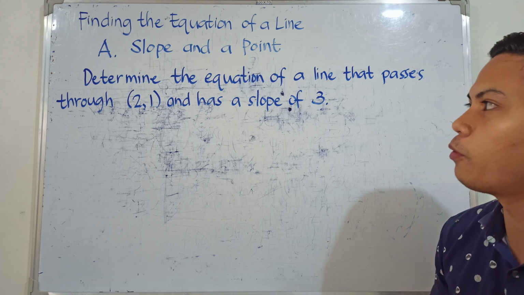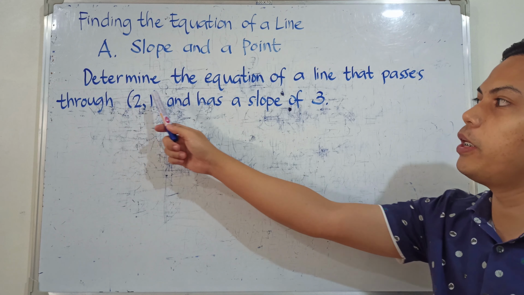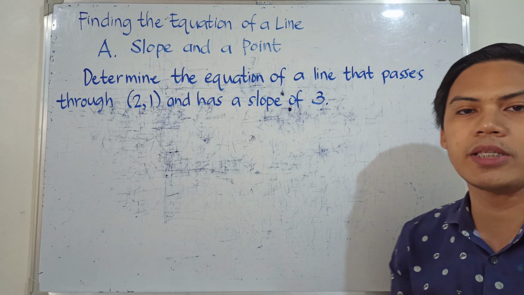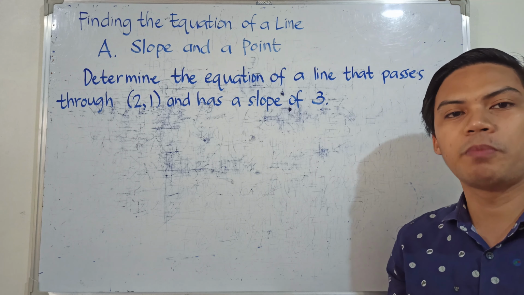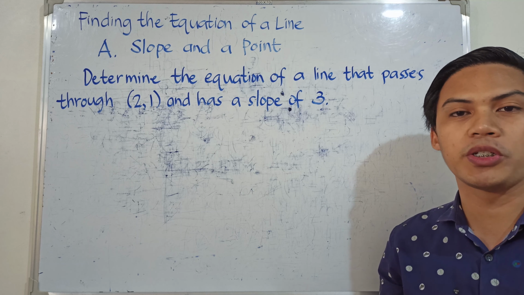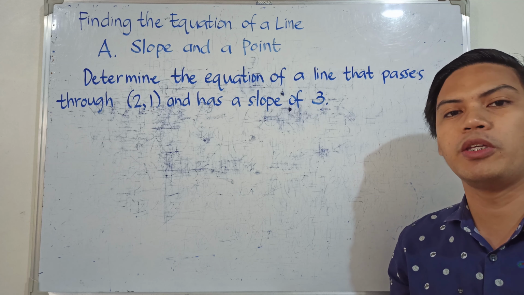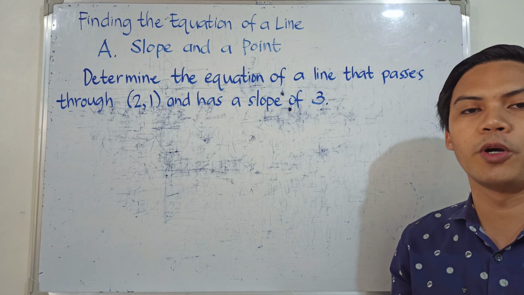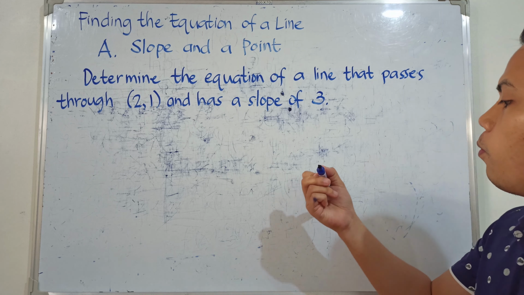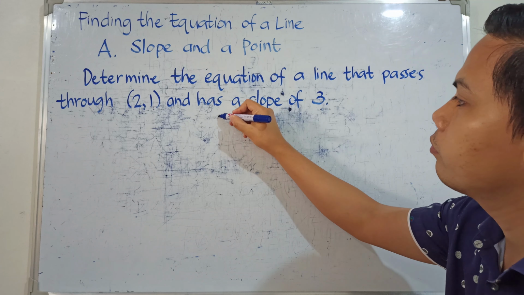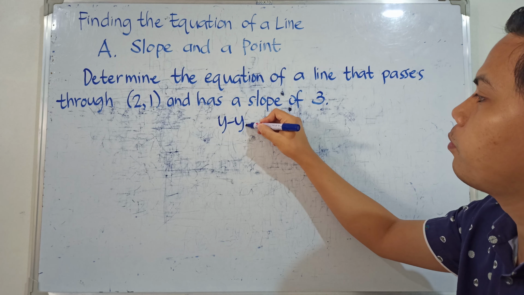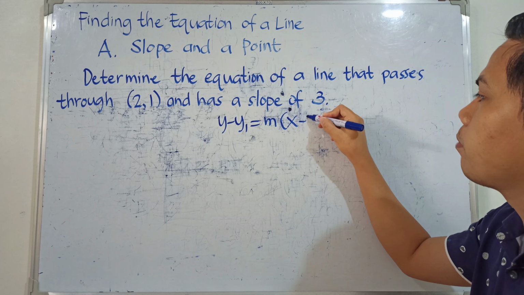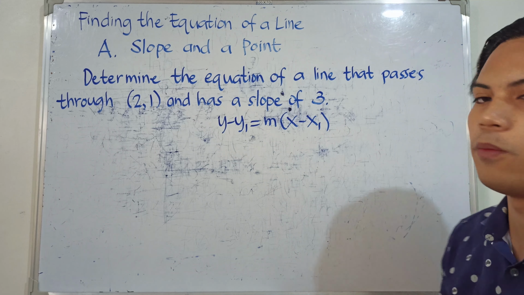Okay, let's have our first example. Determine the equation of a line that passes through (2, 1) and has a slope of 3. So, para mas madali nating makuha yung equation of the line, we're going to make use of the point-slope form. So, yung point-slope form, yung form niya would be y minus y sub 1 is equal to m times the quantity of x minus x sub 1.